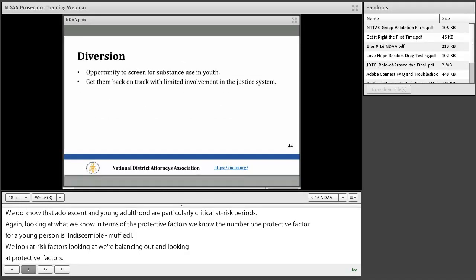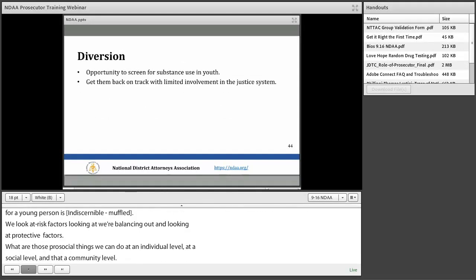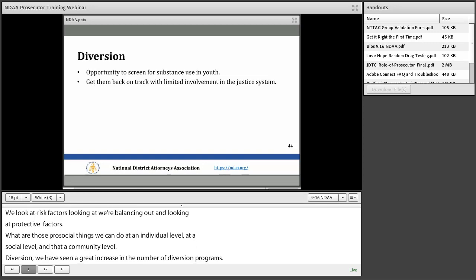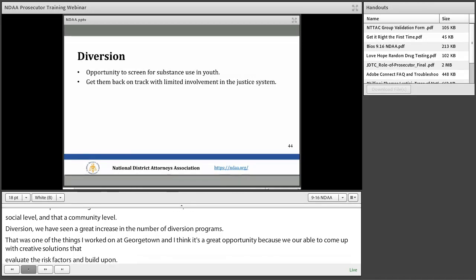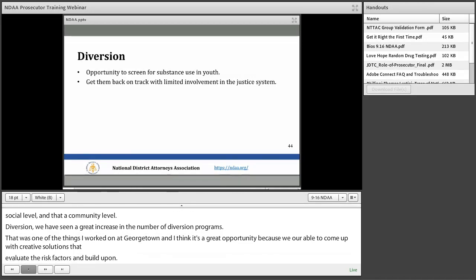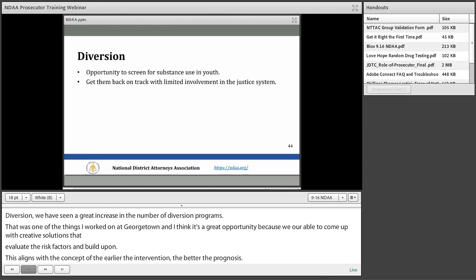Diversion, we've seen a great increase in the number of diversion programs, and that was one of the things I worked on when I was over at Georgetown. And it's really, I think, a great opportunity because we're able to come up with real creative solutions that evaluate the risk factors and build upon the protective factors. And this aligns with that concept of the earlier the intervention, the better the prognosis. So diversion really is an opportunity to address something as early as we can and try not to push somebody further into the system if it's not necessary.